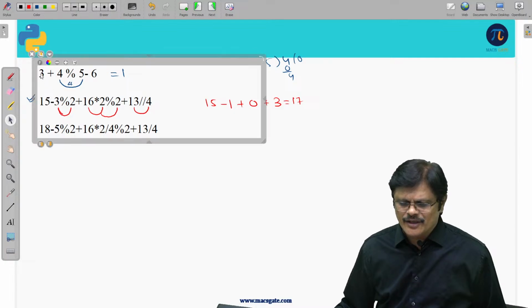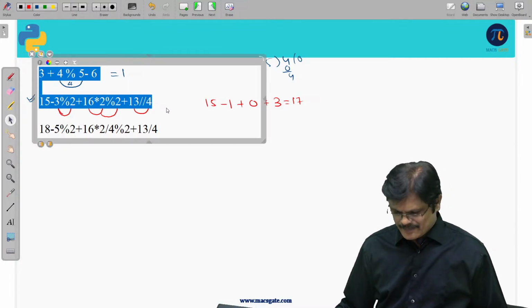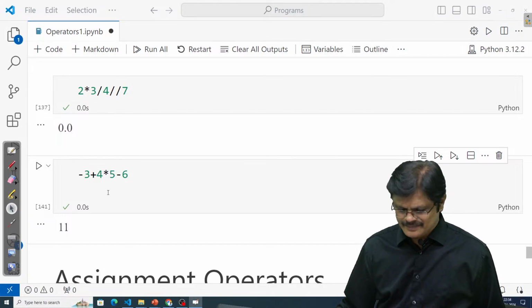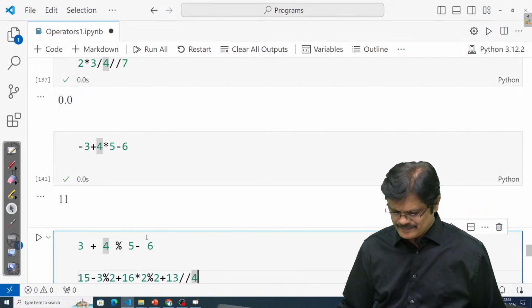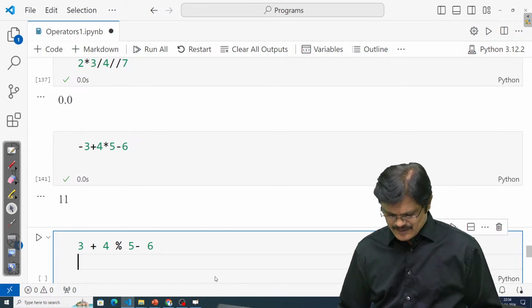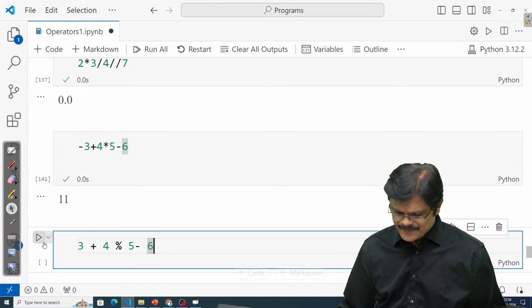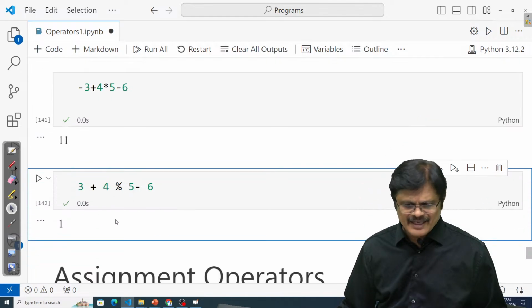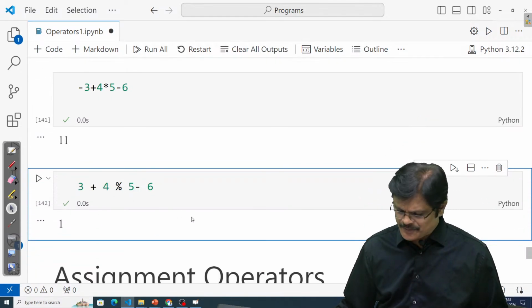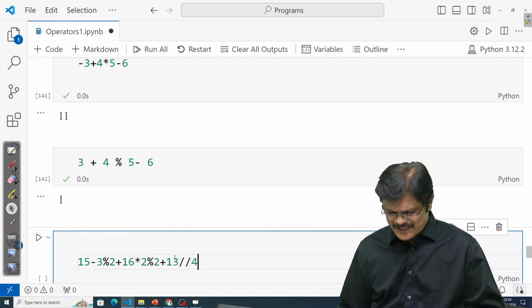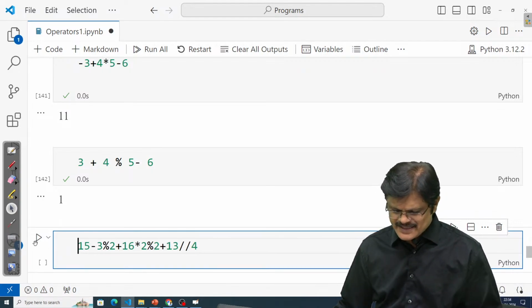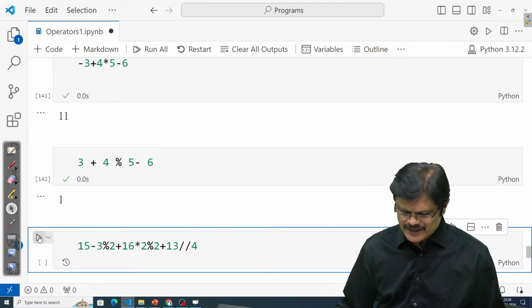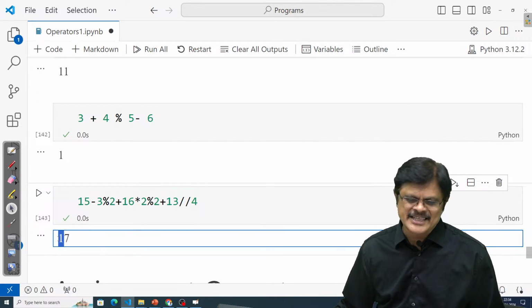Is that clear or not? Okay. Let me take these two separately. So this one is 1 as expected. The answer is 1. Perfect. The next one, what is the answer we are expecting? 17. So let us see. The answer is as expected, 17.